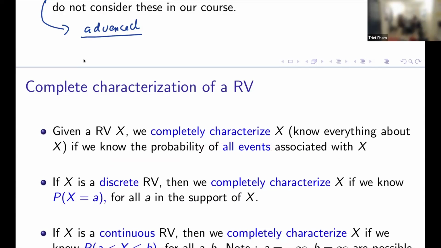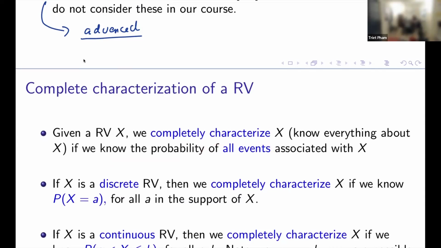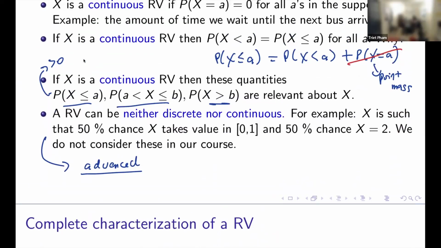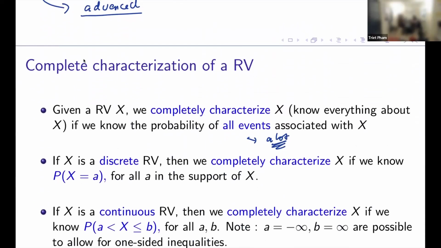But notice, for a random variable there are too many events, a lot. For example, events of these types. So we break it down to a simpler characterization. If it's discrete, then you completely characterize it if you know the probability that it takes on all values in this set, and then you know everything about it.